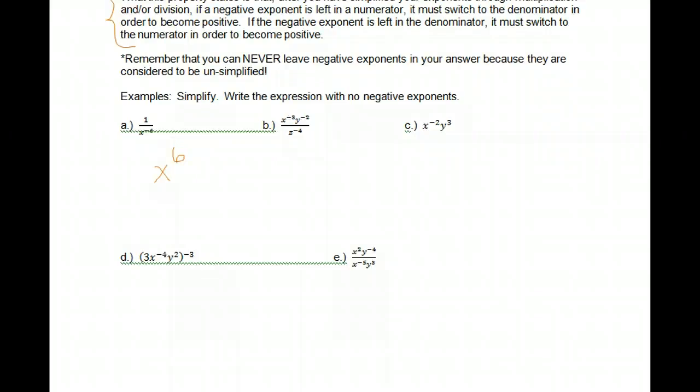Now, letter B. Every single one of those individual factors has a negative exponent. That means every single one of them is going to switch positions. So our x to the negative 3 is going to go to the denominator and become x cubed. Y to the negative 2 will go to the denominator and become y squared. Z to the negative 4 will go to the numerator and become z to the 4th. Now that everything has switched locations and become a positive exponent, it is now considered simplified.